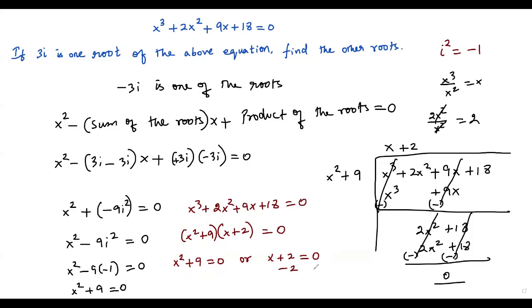For that we have to subtract 2 from both sides. When I do so, I'm getting x equals negative 2. So already one of the roots is given, 3i, and we got 2 more roots. The other roots are negative 3i and negative 2.